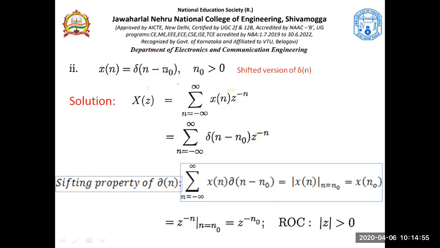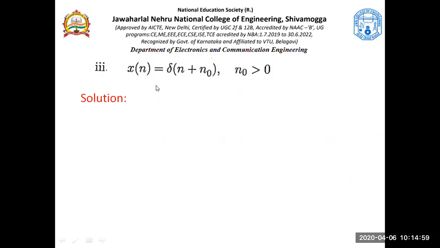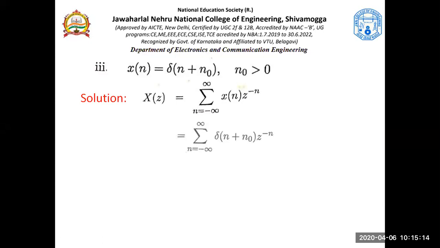This is delta of n minus n naught. Another shifted version would be delta of n plus n naught. Everybody understand that? It is going to be delta of n plus n naught. Now again bring the delta of n plus n naught in place of x of n. See where this delta of n plus n naught exists. It exists at n equal to minus n naught.